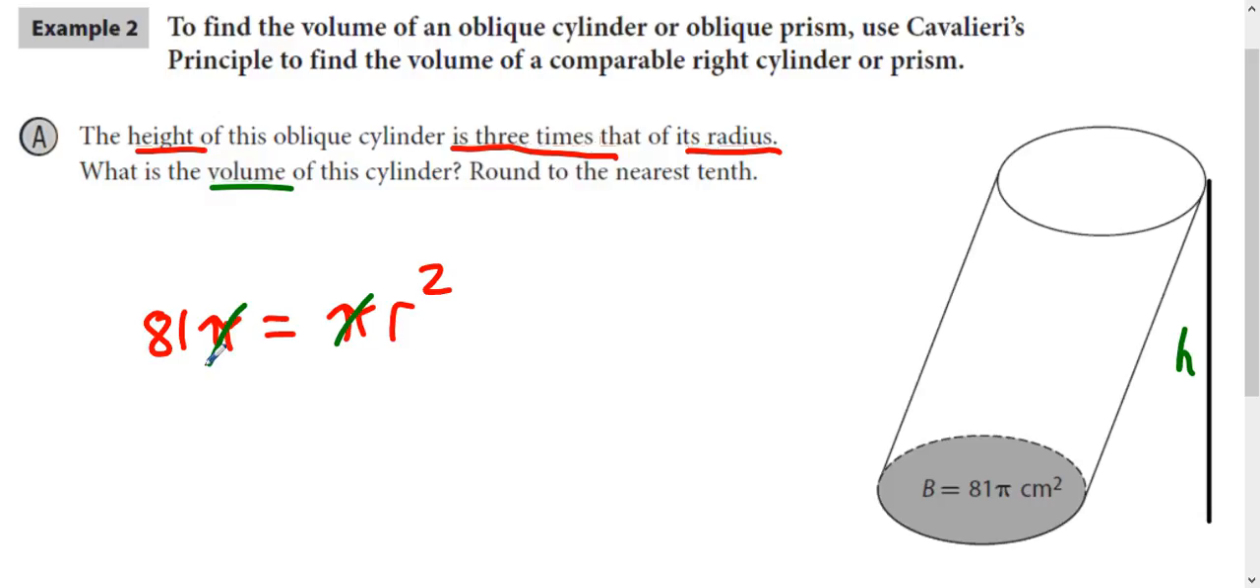So we can figure out what the radius is. The pi's cancel, so that means r squared equals 81. So take the square root of 81: r equals 9. And if the height is 3 times the radius, 3 times 9, the height is 27.